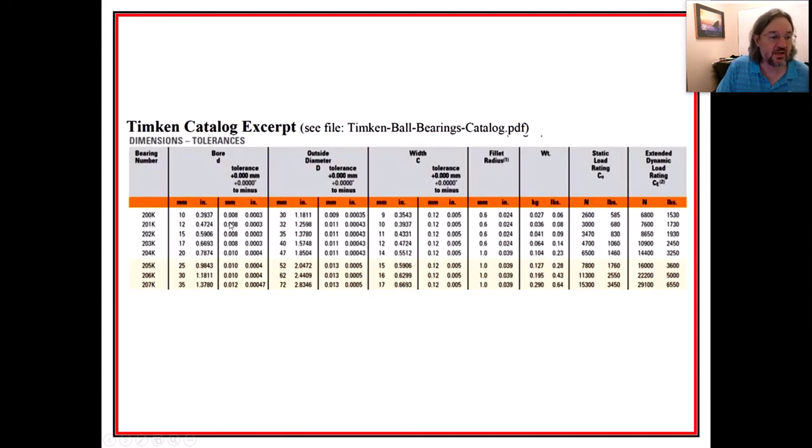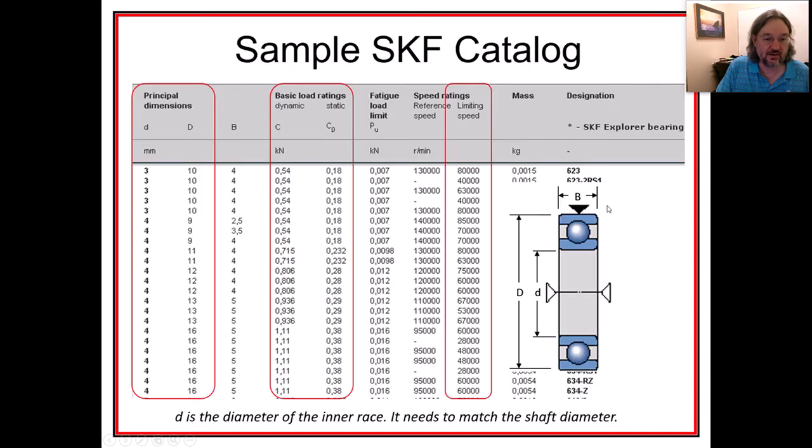This is from the Timken one though instead, and you can see that they have a static load rating, but they also have extended dynamic load rating right over here. I think this is going to be the same one as ours, and for the 35, they have a 29.1 kilonewton rating right in here. But this is the same idea that we have. So here's a sample SKF catalog, and this is an online thing right here.